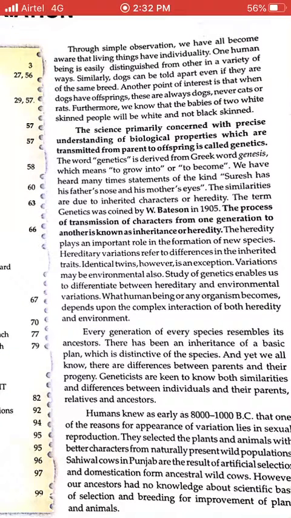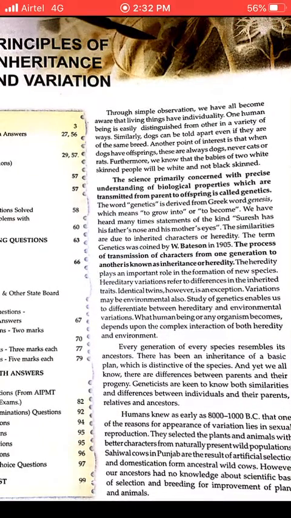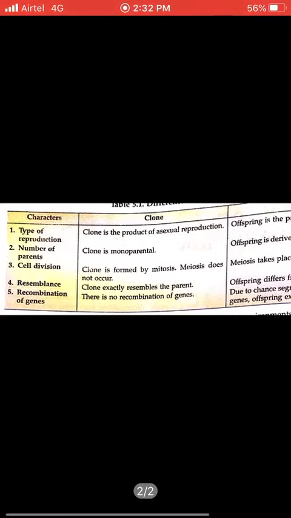What are the laws of inheritance? Before this, we know that there are two types of offspring which we get, that is clone and offspring. This is the resultant. There are quite a few differences between clone and offspring when we study inheritance. So let's discuss clone and offspring. Now you can easily see the difference between clone and offspring.